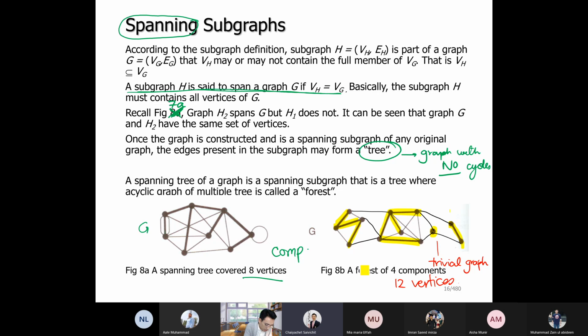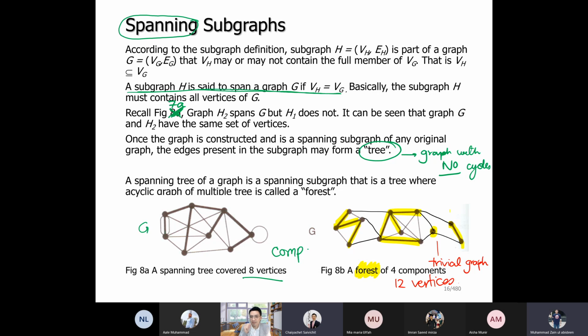And now we look at the definition of forest. You know, a forest is full of trees. So it means that a forest must have several trees in the graph. So this one comprises 4 trees. Though it's not a single tree, we call it a forest.